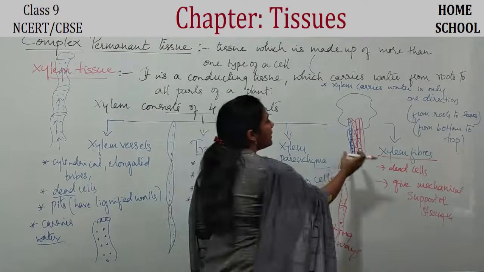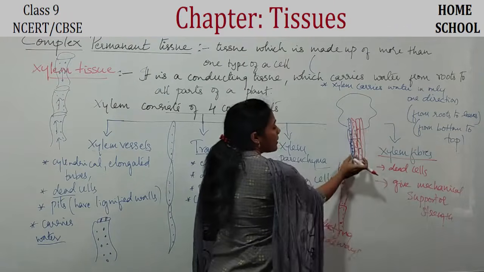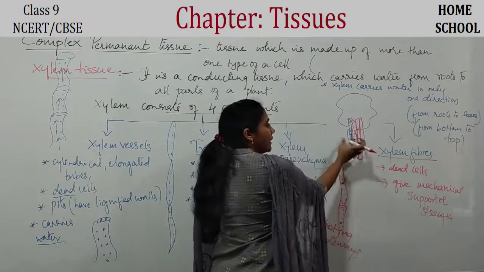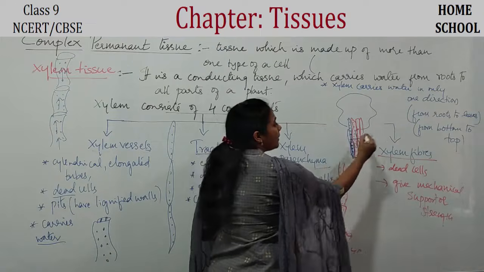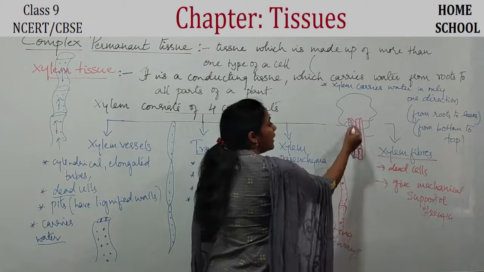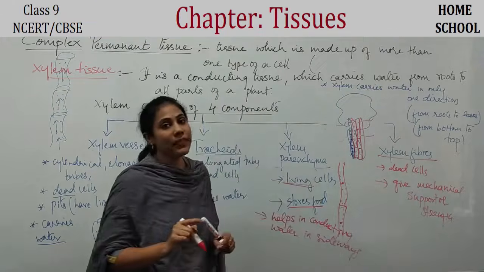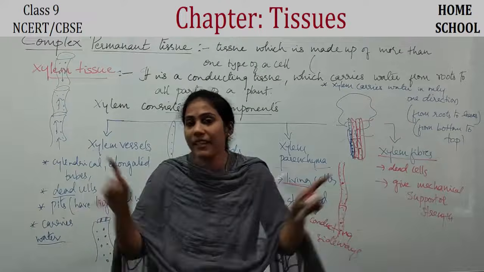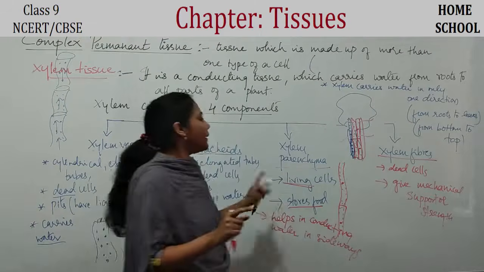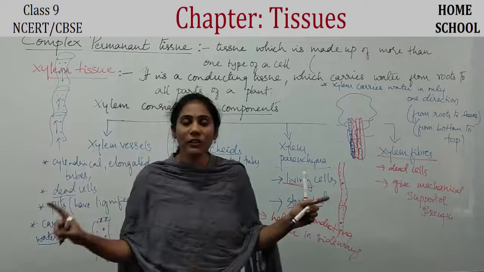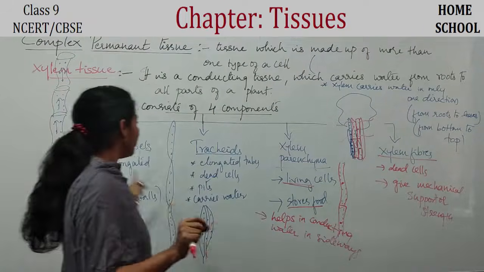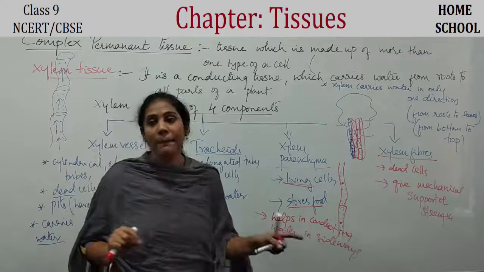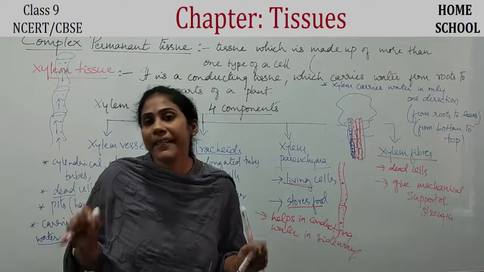Say for example, this is a long bundle. Say water would be passed through tracheids and vessels in only one direction. But if the water has to pass to this side or this side of a plant, xylem parenchyma will help. So this will help water get conducted in sideways direction also. That is one more duty done by xylem parenchyma. So that's all about the xylem. In xylem, the 3 components are dead cells. Only one component is living. What is that? Xylem parenchyma. Right? So this completes the xylem.